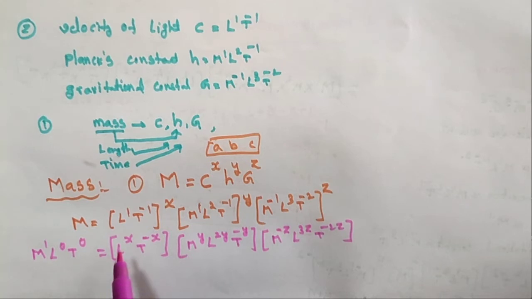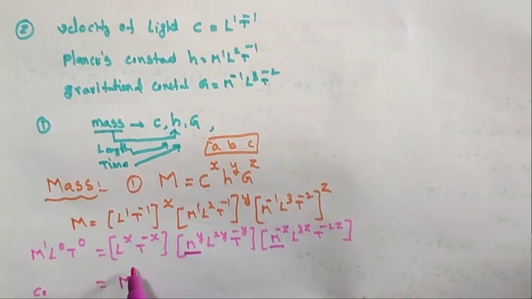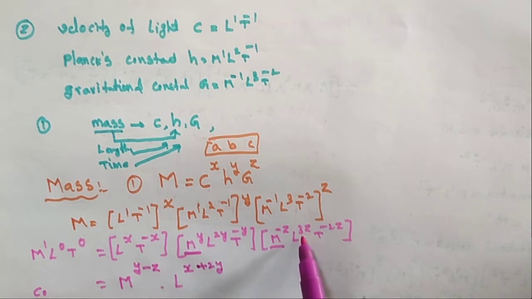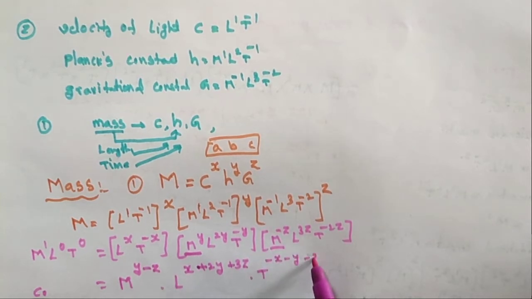So first, compare the powers. First write down all the M values. This is the first value, this is the second value. I will write directly M power y minus z. These are the M values. I am taking the L values. L is equal to x here, and 2y here, and 3z here. Similarly, T is equal to minus x, here minus y, here minus 2z.